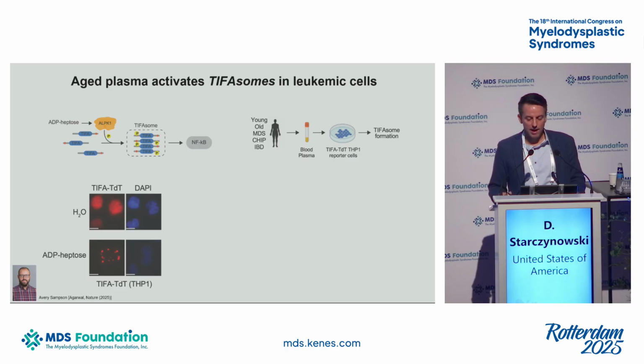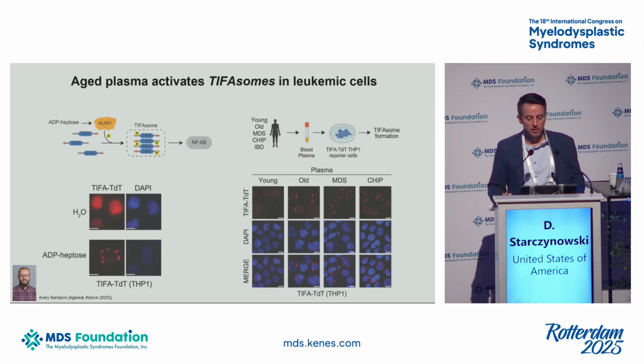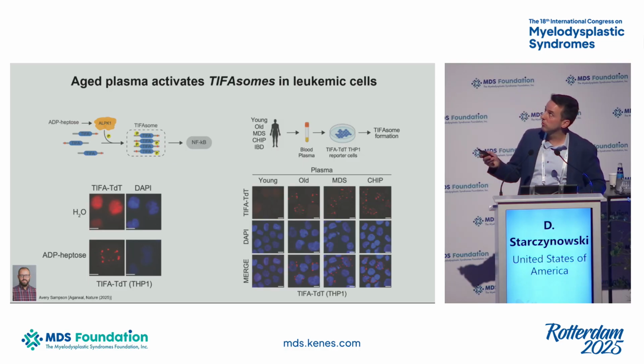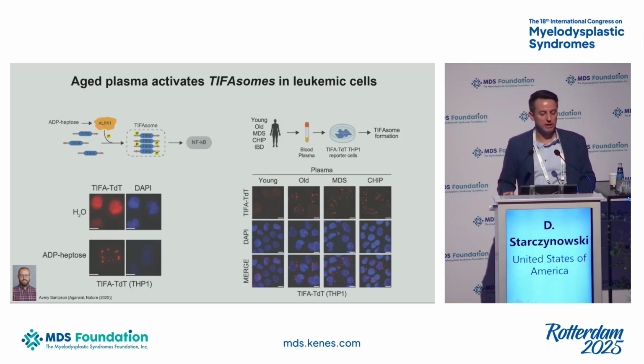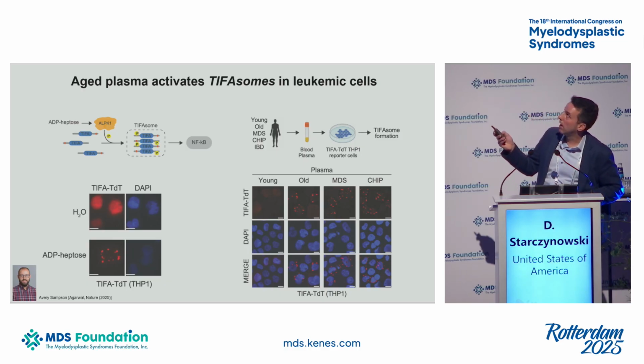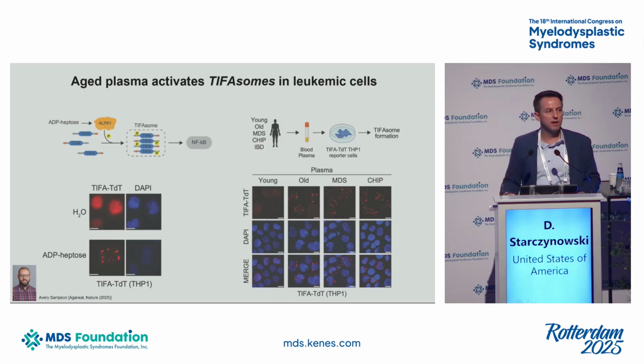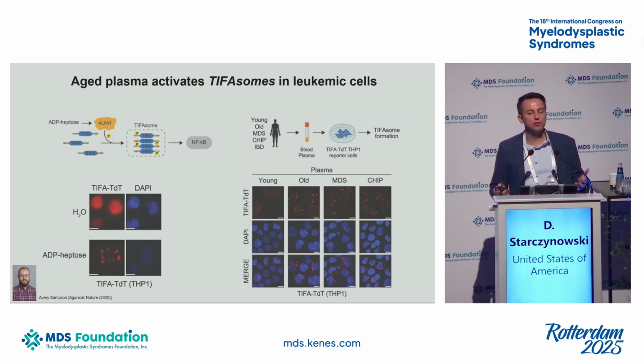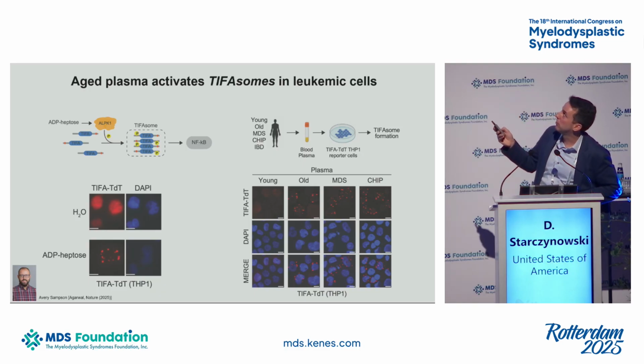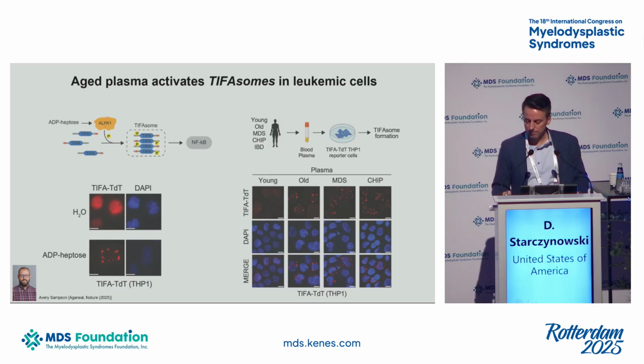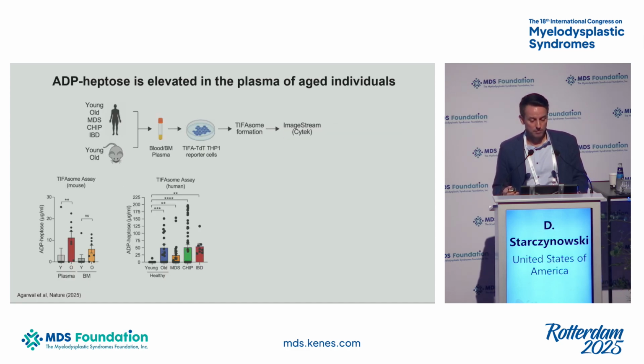So if we use this assay and now sprinkle on plasma from young individuals, you can see there's no TIFAsome formation. However, plasma from healthy older individuals has plenty of ADP heptose in circulation to induce these TIFAsomes. And the same is true for MDS and CHIP patients. So it's quite striking that even low amounts of ADP heptose in circulation, the plasma and the bone marrow, can induce these TIFAsome formations in leukemic cells.